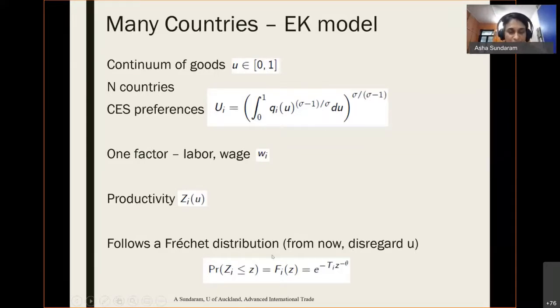What is a Fréchet distribution? I hope you are all familiar with CDFs, right? Does everyone know what a CDF is? It's the cumulative distribution function. Okay? And what it tells us is the probability that productivity is less than or equal to a particular constant, let's say Z, or particular number Z. Okay? Now, the notation for that for Fréchet is F subscript I of Z. Now, when I say I usually mean a particular country. So you can think of I as indexing country. And so you can think of this as the productivity of that particular country, right? So the probability that productivity of country I is less than or equal to the number Z is given by the CDF of the Fréchet distribution.